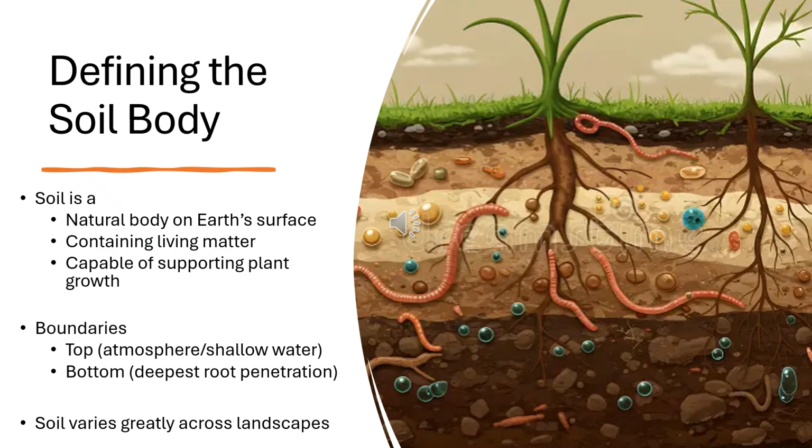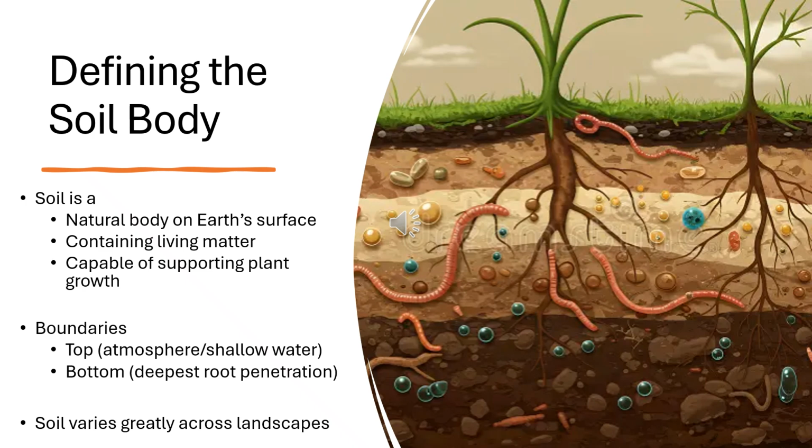Before we delve into how soil forms, we need a clear definition of what a soil body actually is. According to our text, soil is simply a collection of natural bodies of the Earth's surface containing living matter that is able to support the growth of plants. It has a top boundary, where the atmosphere or shallow water begins, and it has a bottom boundary, which is generally considered the furthest reach of the deepest rooted plants. That's typically around 5 feet deep for most studies.